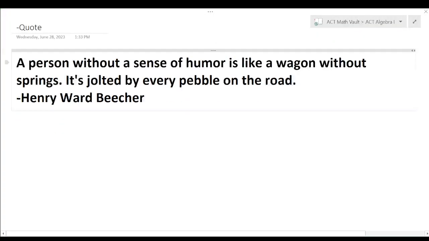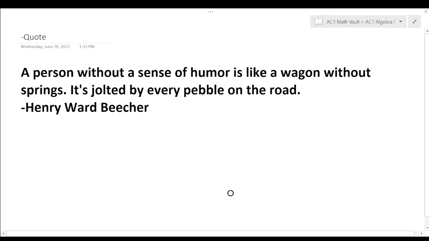Now, quote to keep us going after all that. A person without a sense of humor is like a wagon without springs. It's jolted by every pebble on the road. Oh man, I love this, because it really makes you realize that a sense of humor is extremely important for having a smooth road during your life. And I think I'm going to think about this a lot this week. One jumped out to me as I was doing a little research.